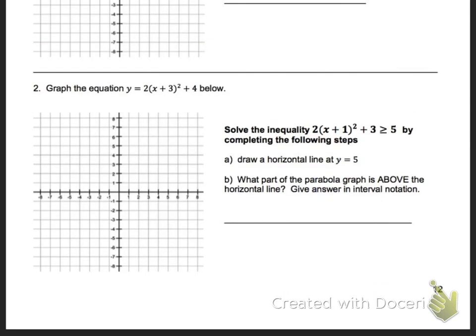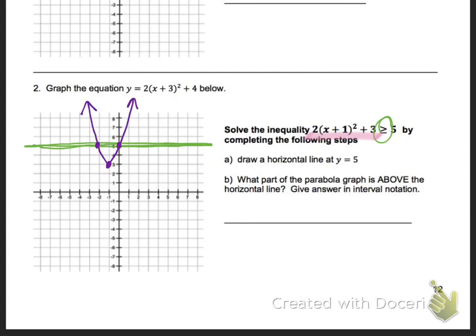All right, here's another one. We have a parabola, and it says that we want it to be greater than or equal to 5. So I'm going to graph the line at y equals 5. Then I'm going to graph the parabola on the left-hand side. So I start at 0, 0. I'm going to go to the left 1 and up 3. Then my slope is 2, so I'm going to go up 2 over 1, up 2 over 1.